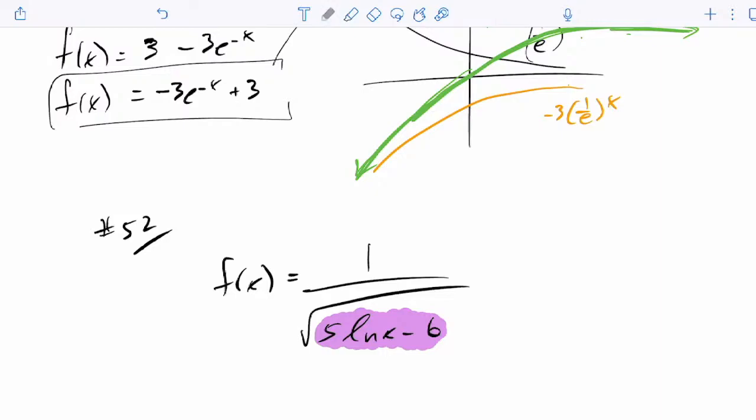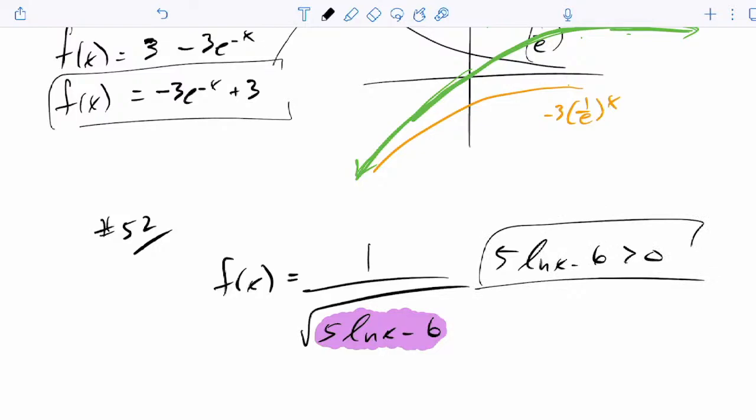Okay, so for this one here, you want to find the domain of this. Essentially, you just want to make sure that the root is greater than or equal to 0, plus you can't be at 0 because then you'd be dividing by 0. So I need 5 ln of x minus 6 to be greater than 0. So I essentially want to find where that's at.